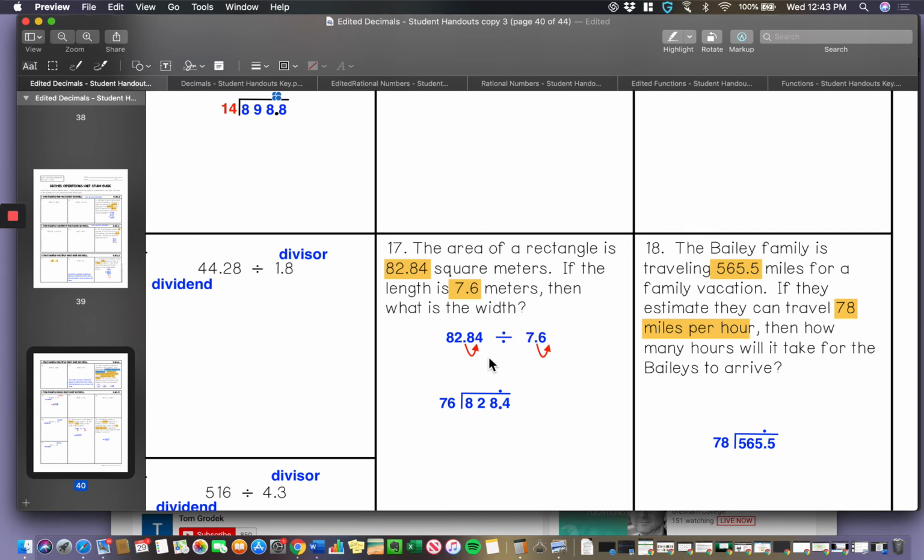So, as you can see, we are going to be moving this decimal one spot because the divisor needed to be a regular number. So I moved it one spot here, which means I'm going to move it one spot here. So my new dividend is 828.4 because I moved the decimal one spot in the divisor.